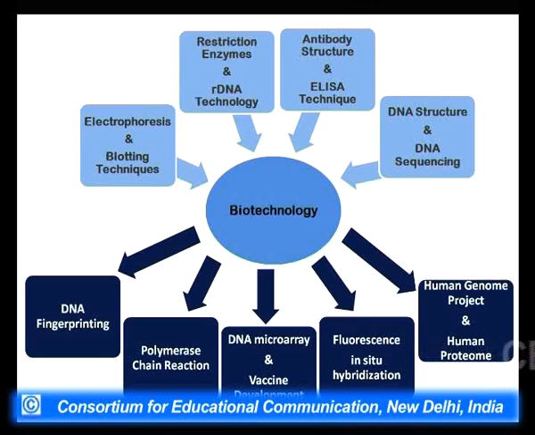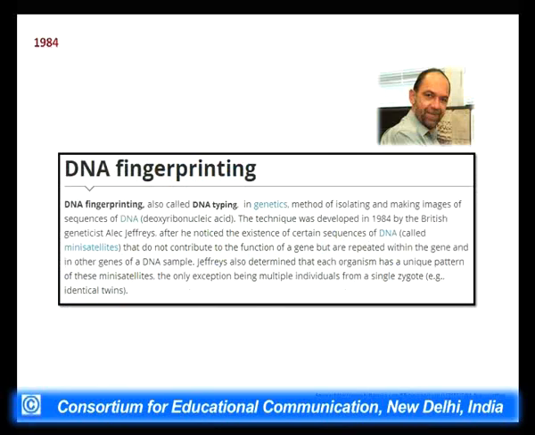Today we will be discussing more advanced techniques, more relevant to the medical and the pharmaceutical world. Basically we will be covering the areas of applied biology and genetic engineering, which come into play. The first major technique developed in the year 1984 was DNA fingerprinting. We have all heard about this technique. It is also called the DNA typing technique. This was discovered by the British geneticist Alec Jeffreys.